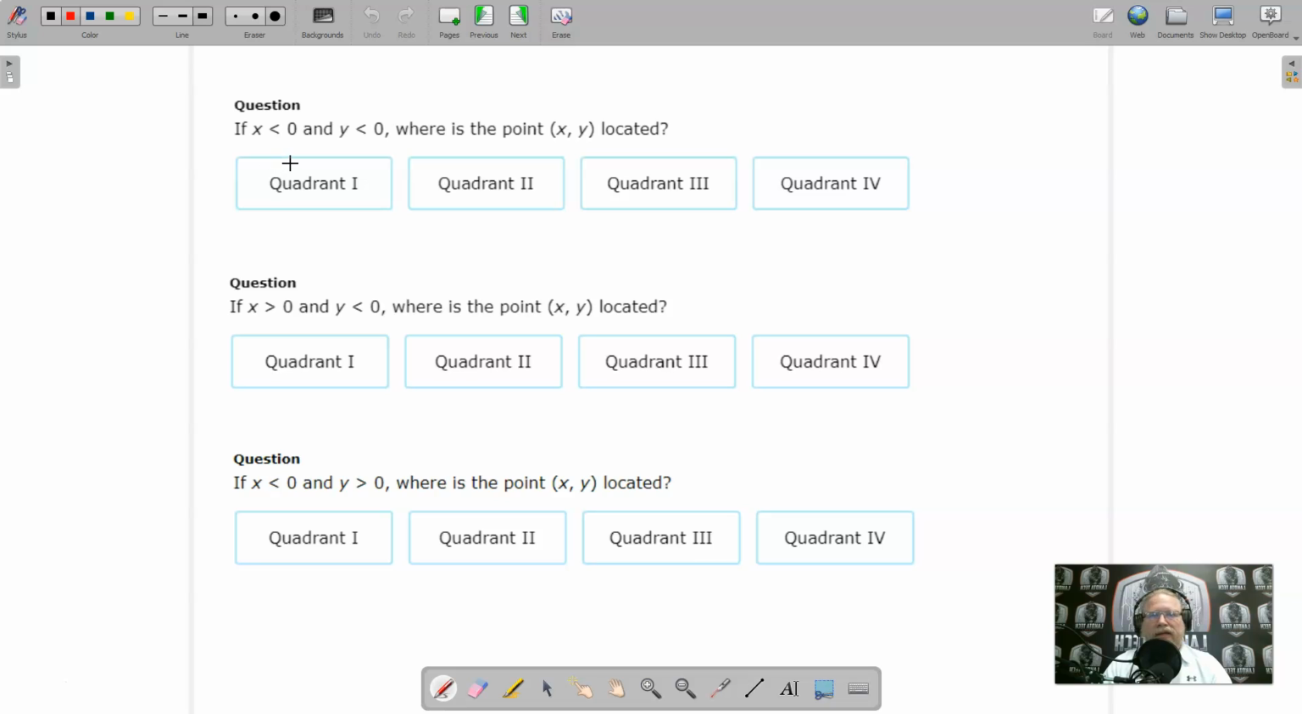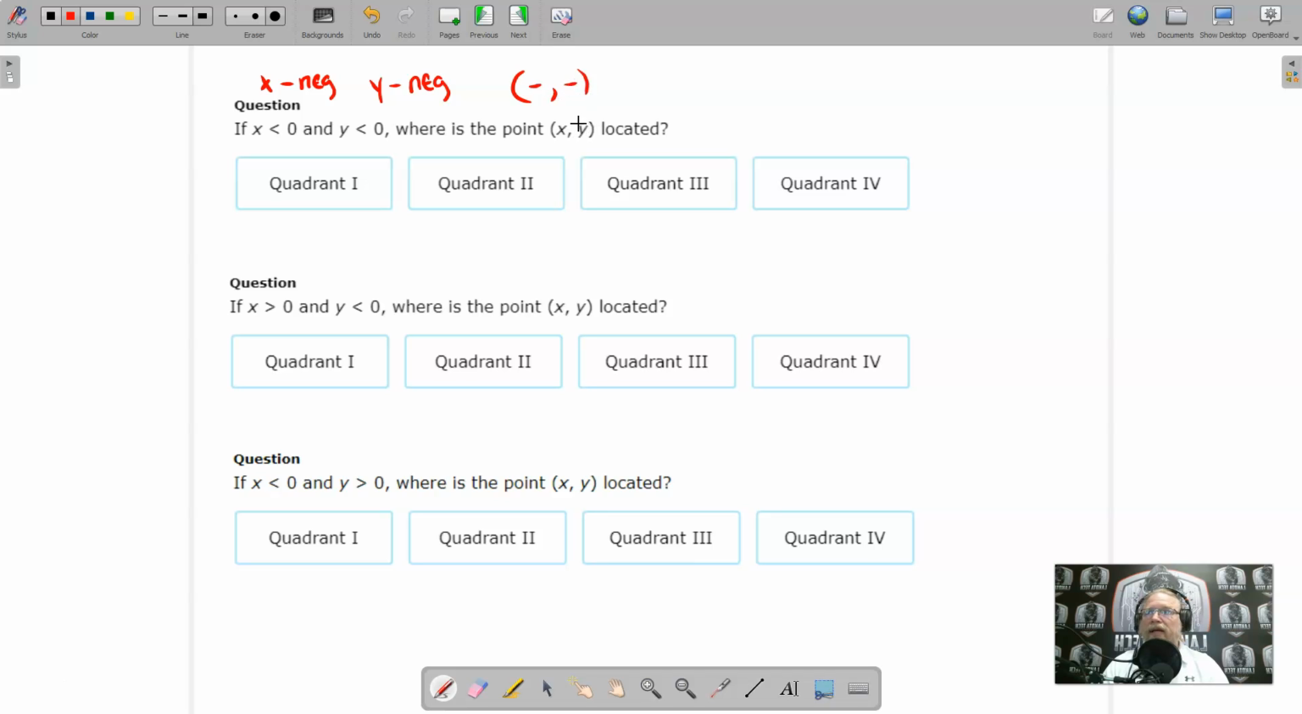Now they start up with these inequality signs. You like this less than, greater than type stuff. Well, don't let this freak you out, okay? Because if x is less than 0, then that means that x is what? Negative, right? And if y is less than 0, then that means that y is negative. So in this case, we're talking about a situation where we have a negative x and a negative y.